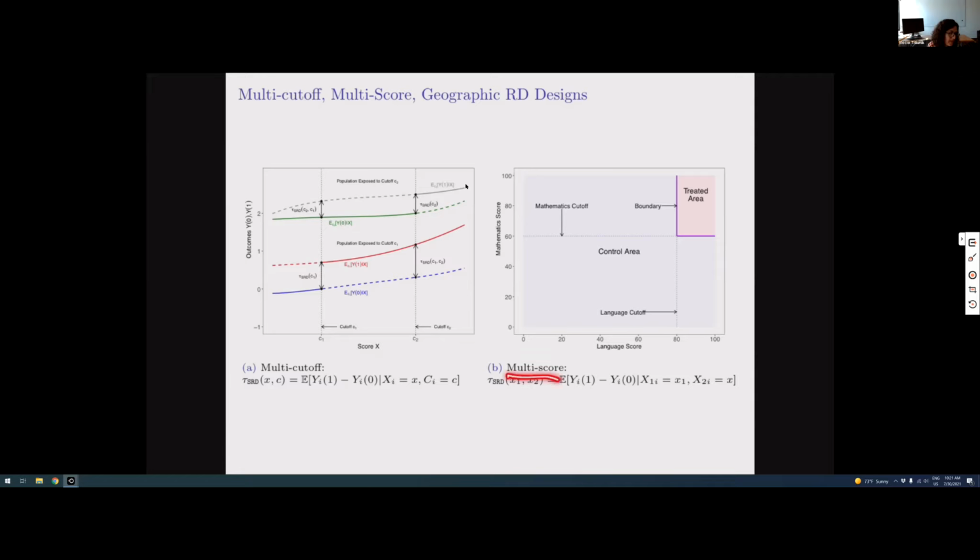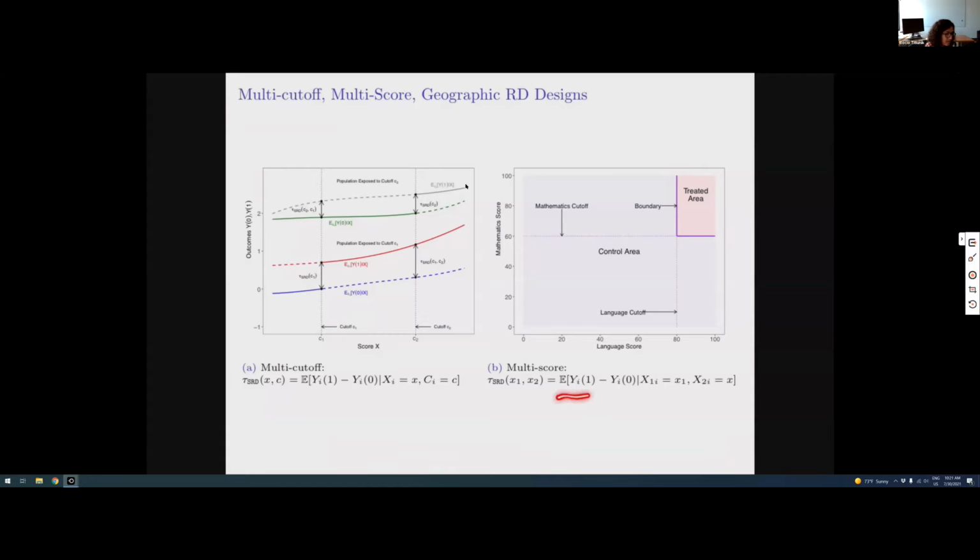Another way in which we can have a multidimensional RD is when we have a score that is multidimensional. So for example, when I have a language exam and a mathematics exam, and then I'm going to place children in a particular program when they score above a cutoff in each score. And so basically what that creates is an entire boundary of points, an entire boundary where the status is changing from control to treated.